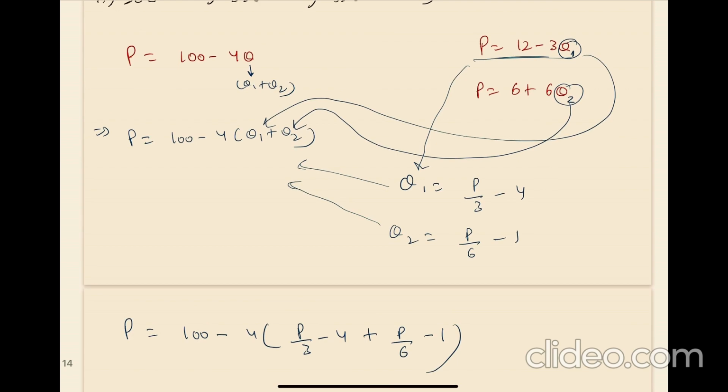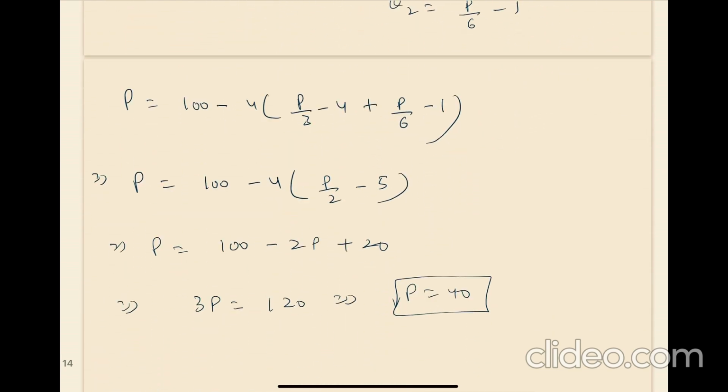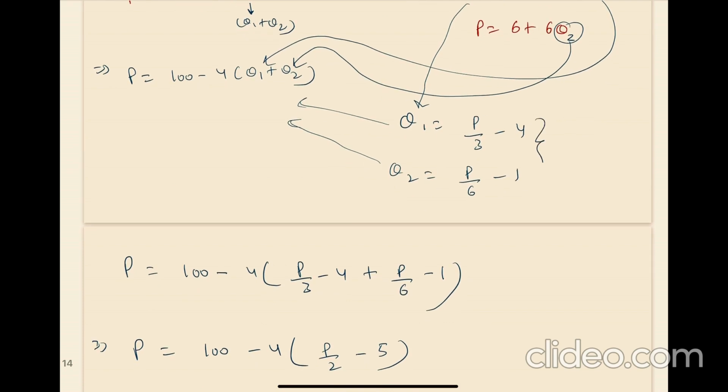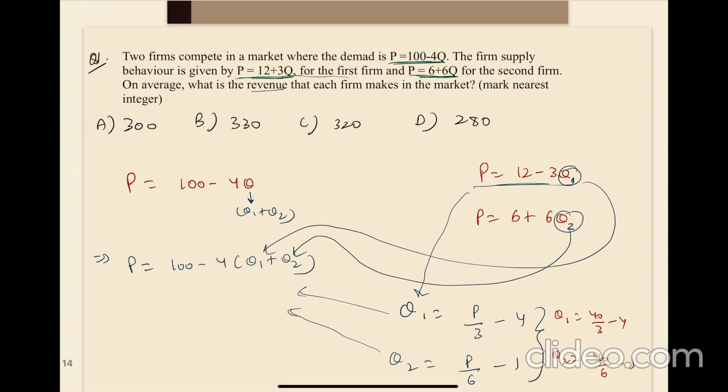Now, what to do? What we can do is that we can substitute this price here in these two equations. So when we do that, we will get this Q1 and Q2. So Q1 would be 40 by 3 minus 4, right? And Q2 would be 40 by 6 minus 1. Now, I will not really try to find out the exact value for this Q1 and Q2 because, remember, just go back to the question again and see what they were really asking. So they were asking, on an average, what is the revenue that each firm is making. So basically, they want us to find out (P1 Q1 plus P2 Q2) divided by 2, right? Because this is the average revenue of the two firms.